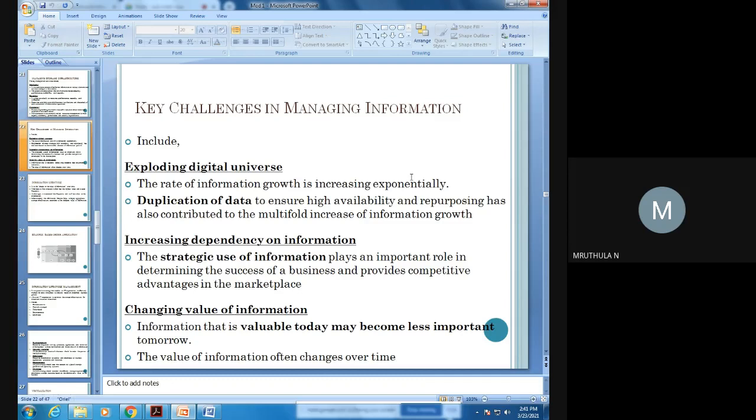Next, changing value of information. Information that is valuable today may become less important tomorrow. The value of information often changes over time.